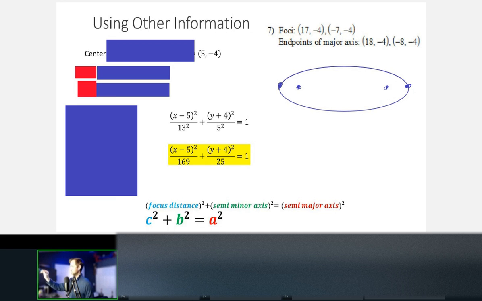To find your center, there's two ways to do it, right? You can find the midpoint of your two focal points, or find the midpoint of your two endpoints. It doesn't matter. You get the same coordinate. So that's what we do to get the center point. And it looks like I used the focal points to find my center, and I think I did that only because they gave it to me first, no other reason.